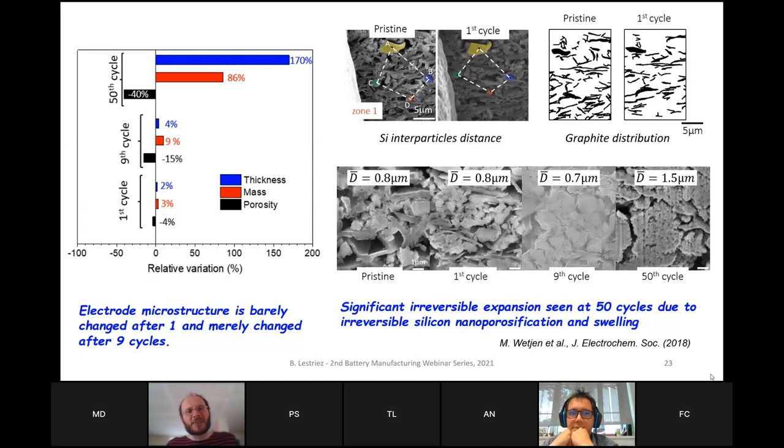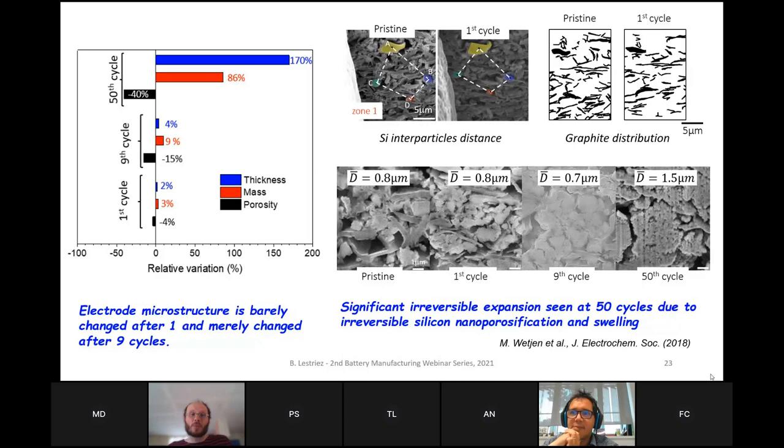And also, you can notice the very different morphological aspect of the silicon particles, initially dense. Now, they look like sponges. They are nanoporous. And also, you can note that their diameter has increased by a factor of 2. So we attribute this irreversible significant volume expansion of the electrode to this irreversible morphological evolution of the silicon particles, which has been previously noticed by Wedgen et al, and that we also observed by transmission electron microscopy.